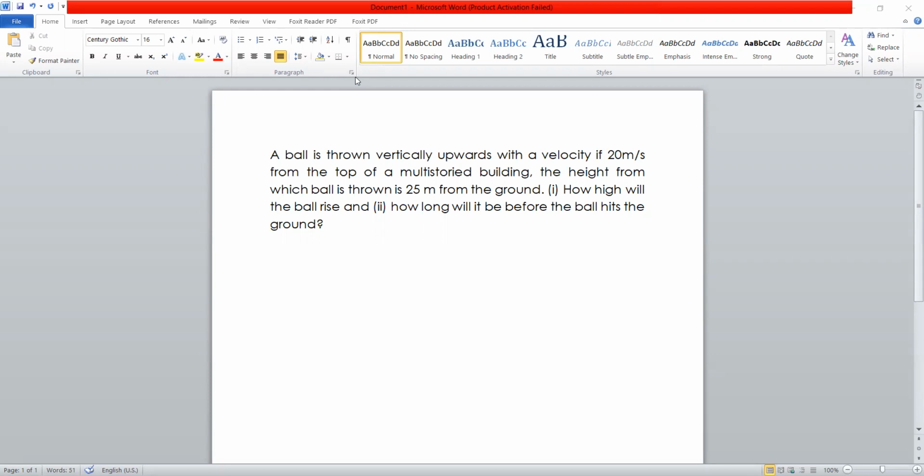So I would like to solve this problem not using the values that have been given in the problem. I will just make it general so that in future, whatever problem you come across on motion under gravity, you can take a similar approach and solve it by yourself easily. So let us see.